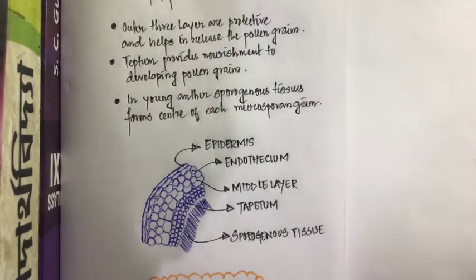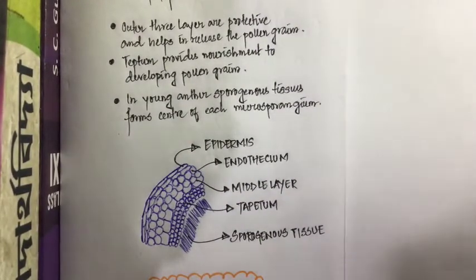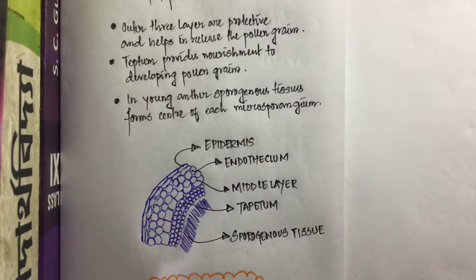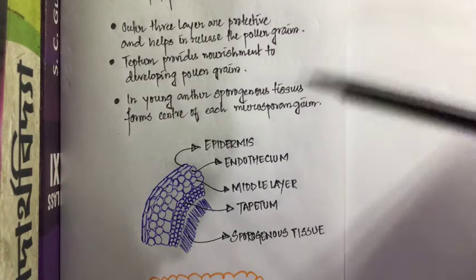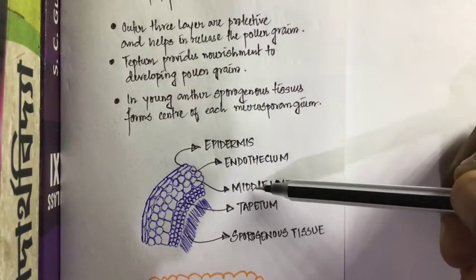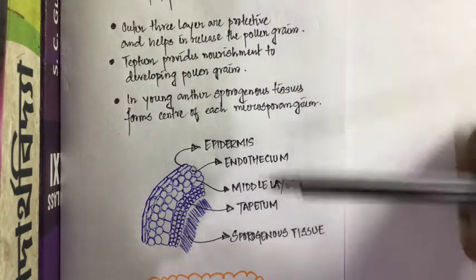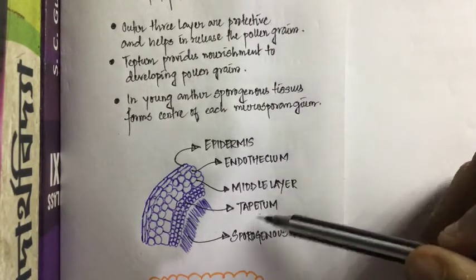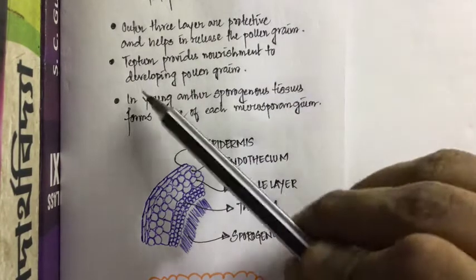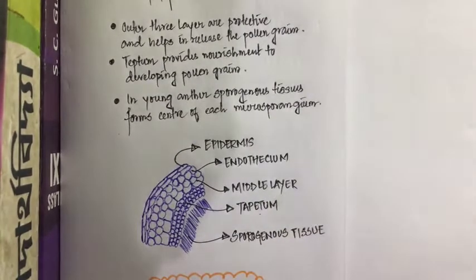What are the 4 layers? Epidermis, endothecium, middle layer, tapetum. Repeat with me once again: epidermis, endothecium, middle layer, tapetum. So outer 3 layers means what? Epidermis, endothecium, middle layer. These 3 layers are the protective layers and they help in the release of pollen grains. Whereas this tapetum, what is its function? Tapetum provides nourishment to the developing pollen grains.